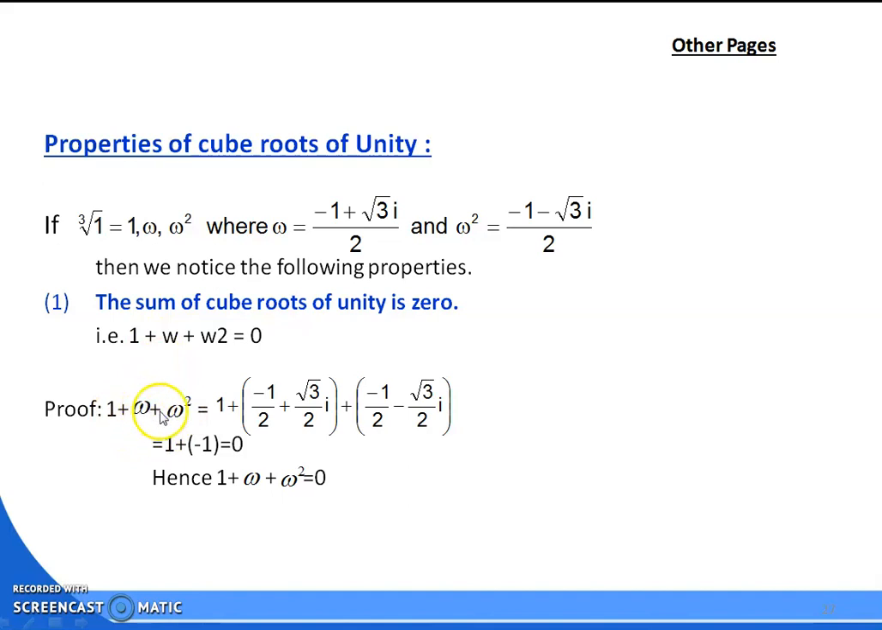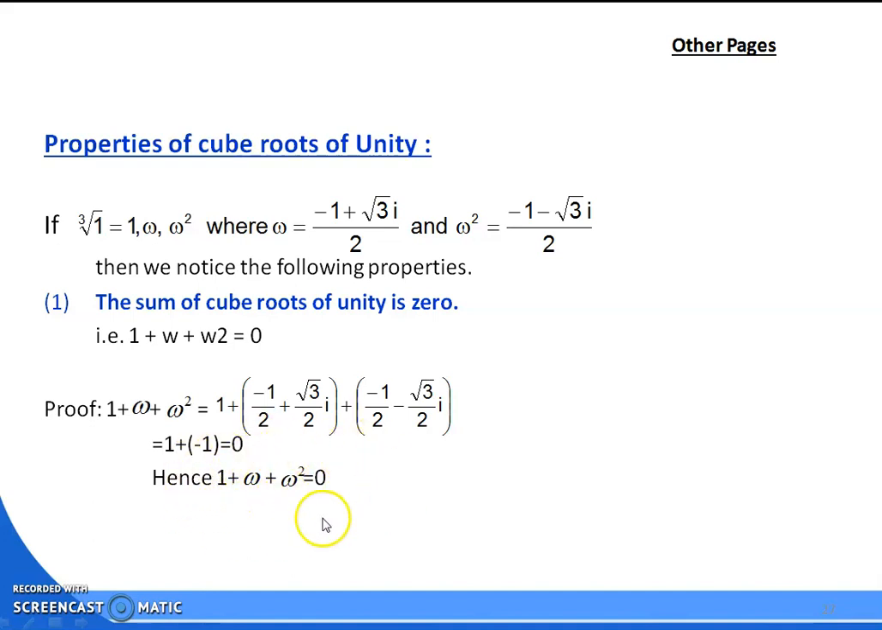So 1 plus omega plus omega square equals 1 plus omega value, which we are writing here, plus omega square. This one is omega square, with the minus part, and the other is omega, with the plus part. Then we add them. After adding, the total value becomes minus 1. So 1 minus 1 becomes 0. Hence, 1 plus omega plus omega square equals 0.